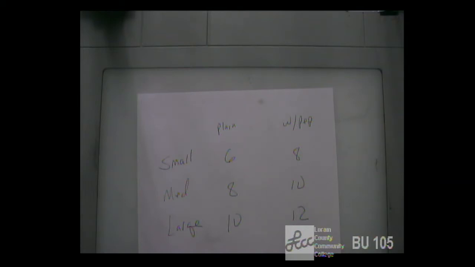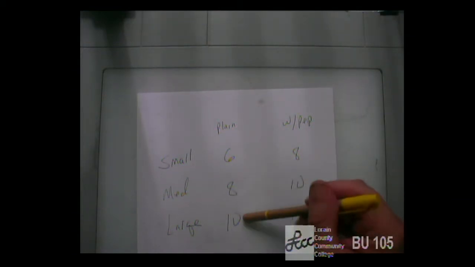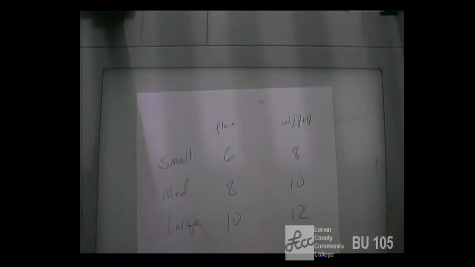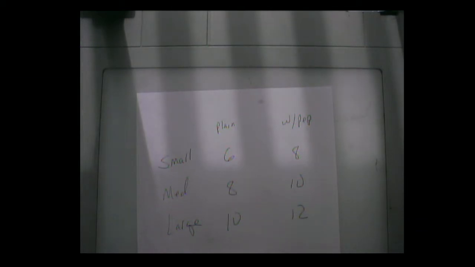All right, plain, that is without pepperoni, for small is $6, for medium is $8, for large is $10. With pepperoni, the small goes up to $8, the medium goes up to $10, and the large goes up to $12. So essentially, small, medium, large, add $2 if it's with pepperoni. Okay, so there's a base price for small, medium, large. There is a $2 additional charge for pepperoni. Now, we could have incorporated a thick crust versus a thin crust if we wanted to. All right, but we'll keep it to this level.